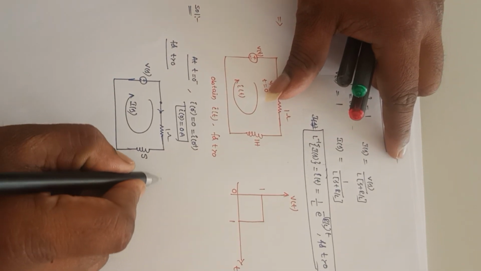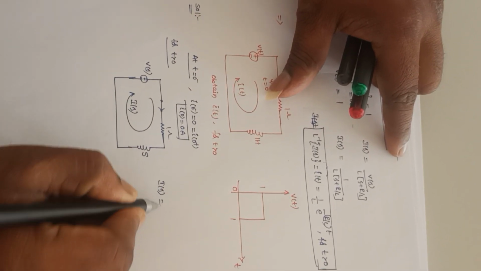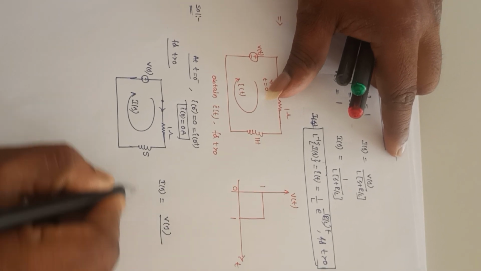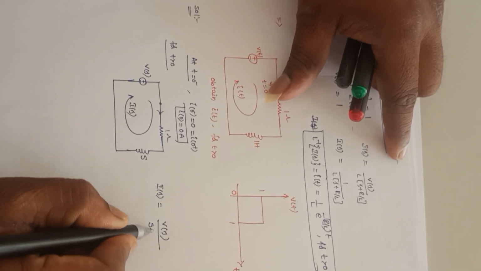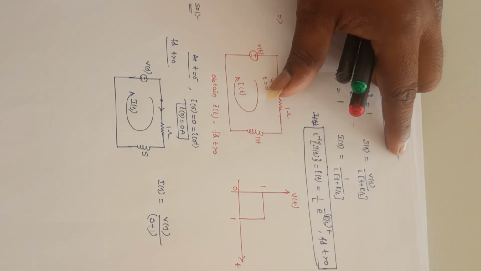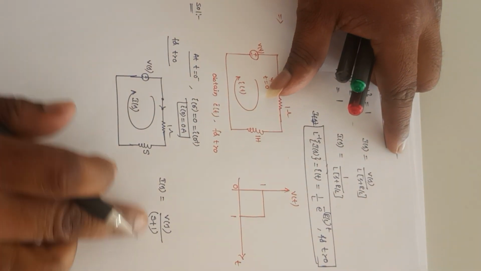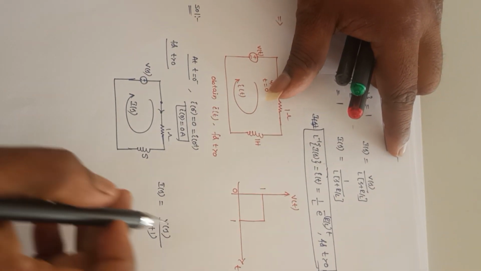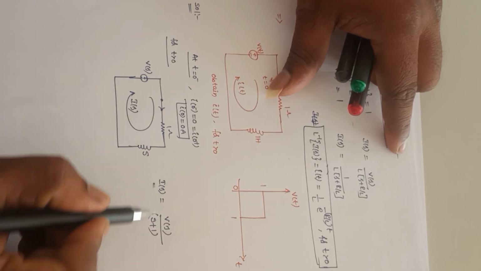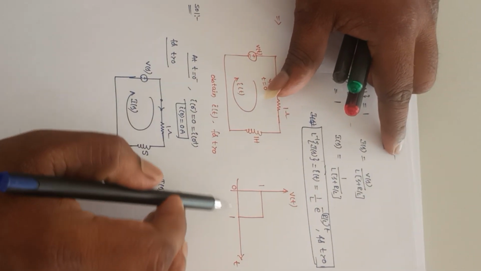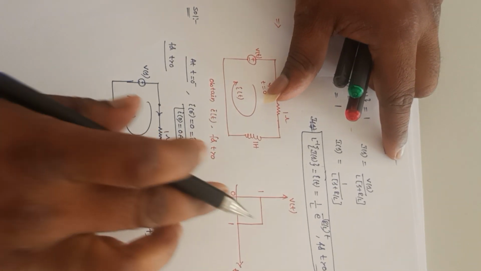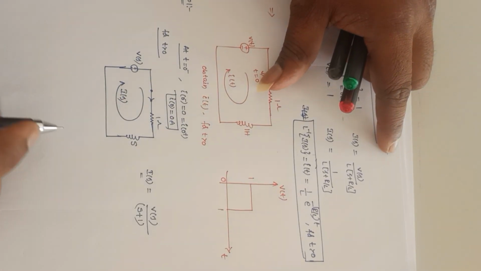Now, I(s) is equal to V(s) divided by s plus 1. The impedance of this circuit is s plus 1. Now, to find this I(s), I need to write this V(s) from this diagram.